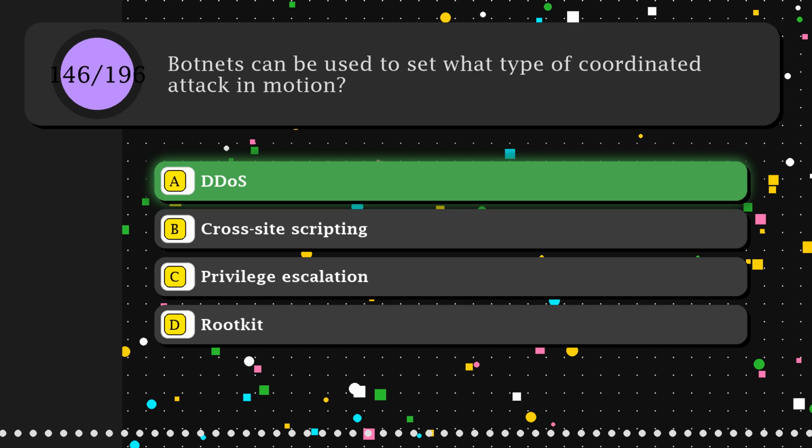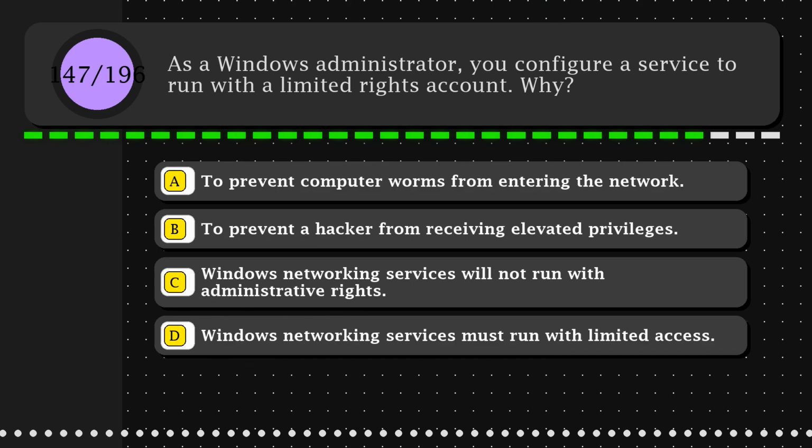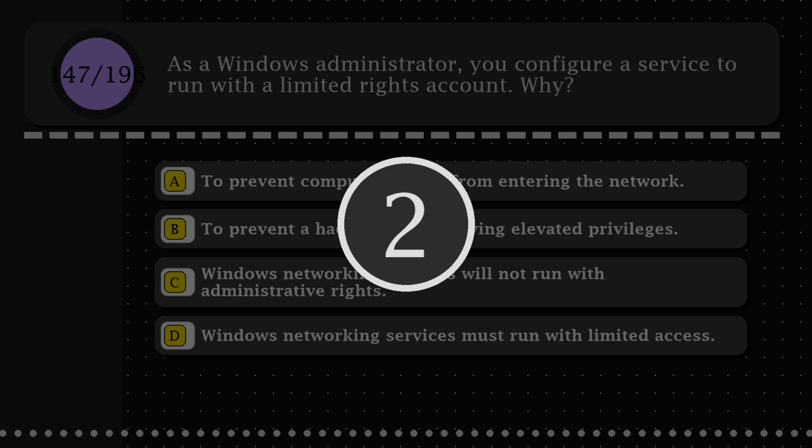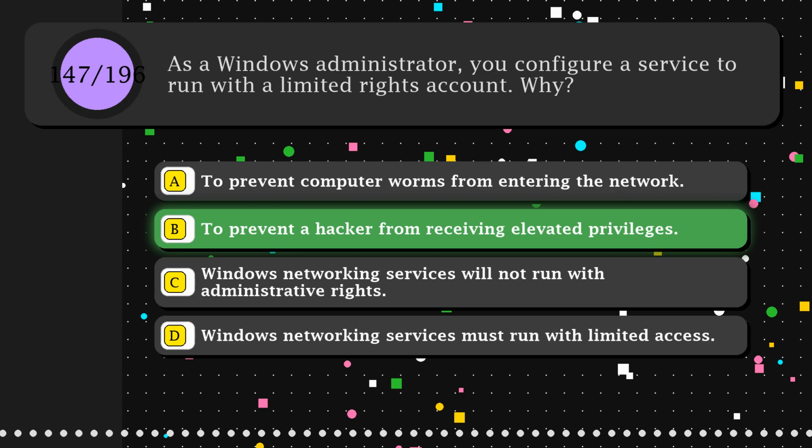The correct answer is option A, DDoS. Question 147. As a Windows administrator, you configure a service to run with a limited rights account. Why? Option A, to prevent computer worms from entering the network. Option B, to prevent a hacker from receiving elevated privileges. Option C, Windows networking services will not run with administrative rights. Option D, Windows networking services must run with limited access. The correct answer is option B, to prevent a hacker from receiving elevated privileges.